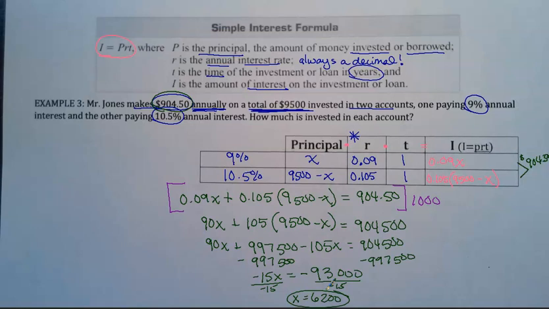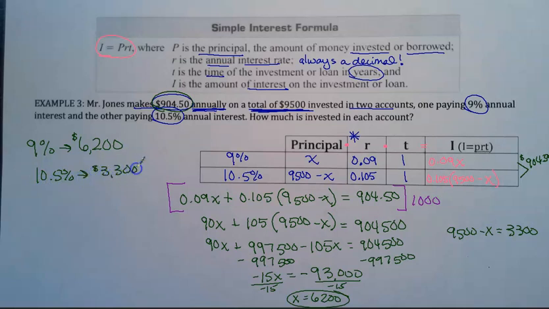Okay. So now I need to make some sense of that. Because here's my x, right? So that means that at my 9% rate, Mr. Jones has invested $6,200 at the 9% interest rate. And then you would need to do some math, right? To find out your 10.5% interest rate, you'd need to do 9,500 minus x, so minus the 6,200, would be 3,300. So at the 10.5% interest, Mr. Jones invested $3,300.